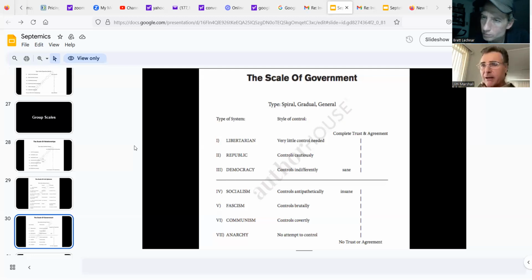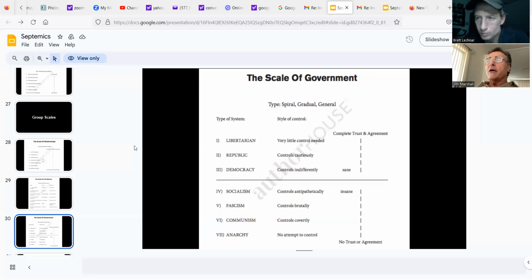Now let's look at the bottom. No trust or agreement. That's anarchy. In an anarchic state, there's no trust or agreement. There is no government. Any bully can come by, smash your window, come in your house and take your stuff because there's no government to prevent him. Anarchy means literally a lack of government, no government. So at anarchy, there's no attempt to control.